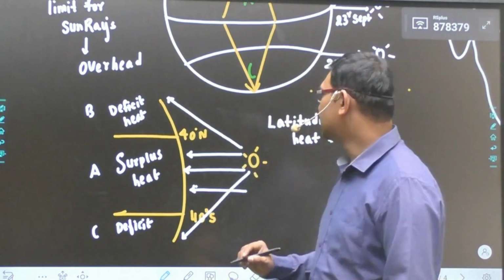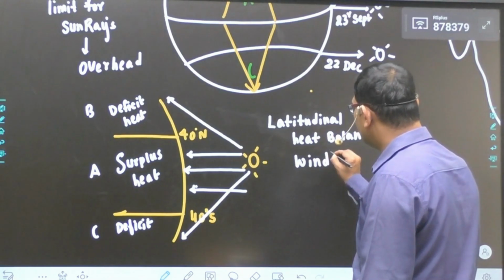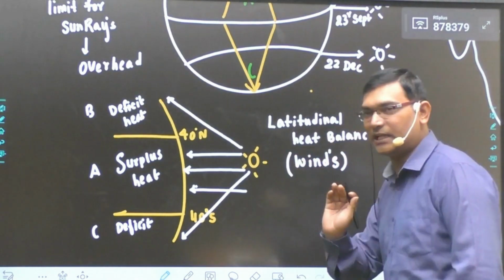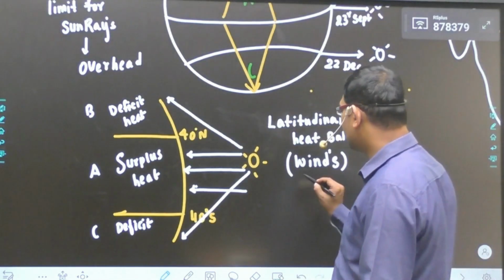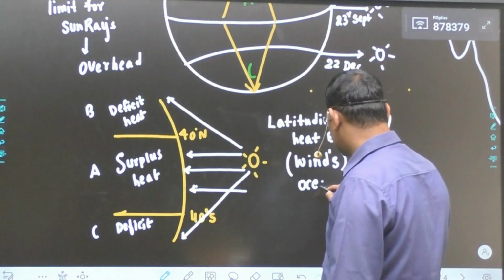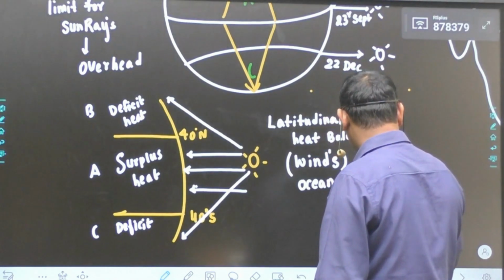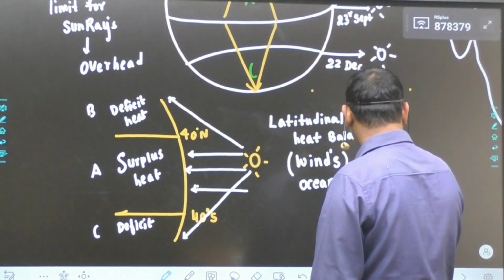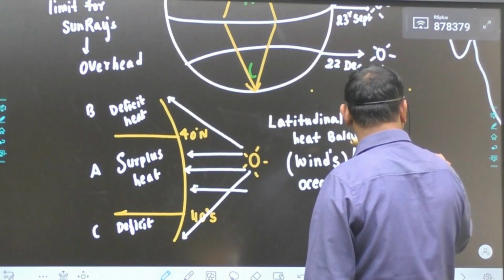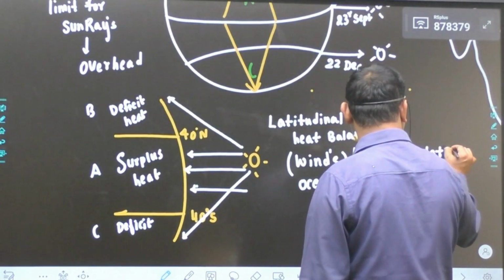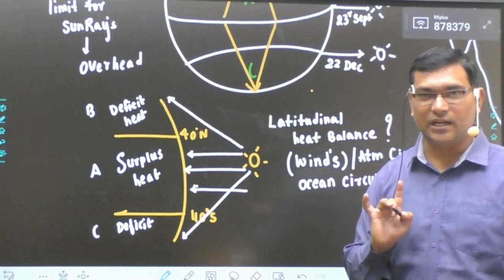By winds. Yes, by the winds actually. Later I will tell you what will happen if the winds fail. But till now you see that it is winds. The second point is ocean circulations. The first is called atmospheric circulation, and the second one is called oceanic circulation. Am I clear here? The point is very clear to you, right?